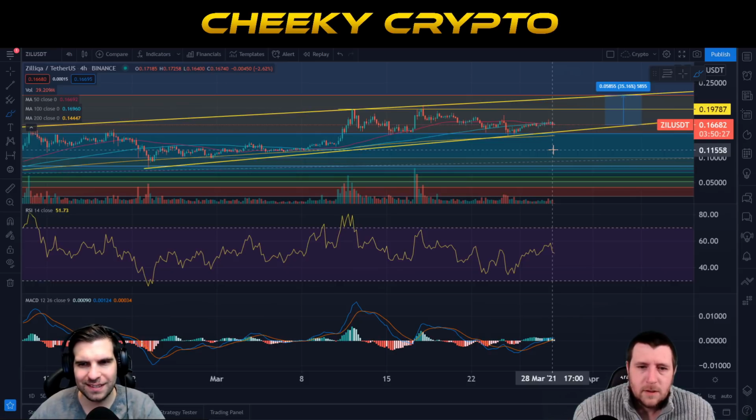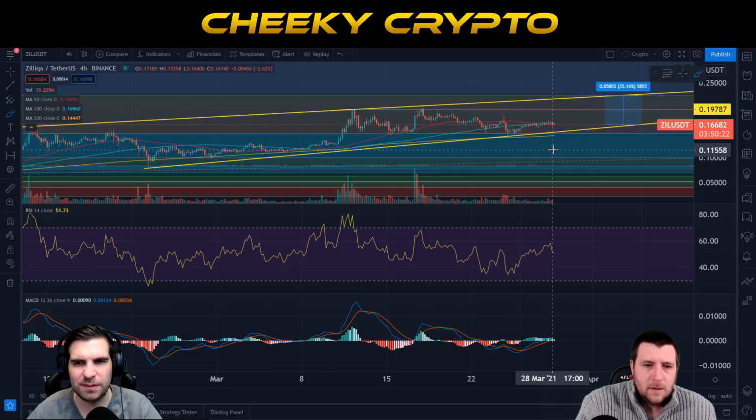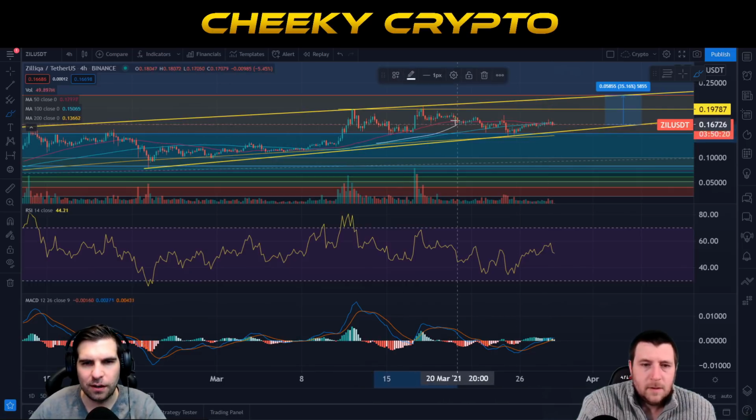We actually have resistance forming on the 100 moving average, and the 50 moving average actually seems to still be support, as we can see over here.